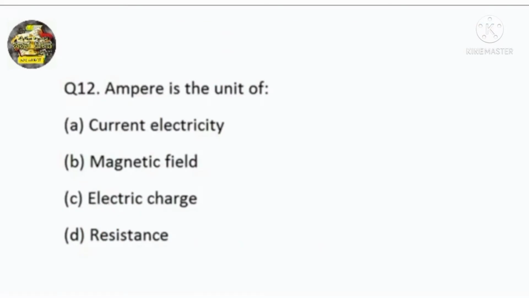Ampere is the unit of option A, current electricity, option B, magnetic field, option C, electric charge, option D, resistance. Which is the correct answer for this question? The correct answer is option A, current electricity. Let's move on to the 13th question.